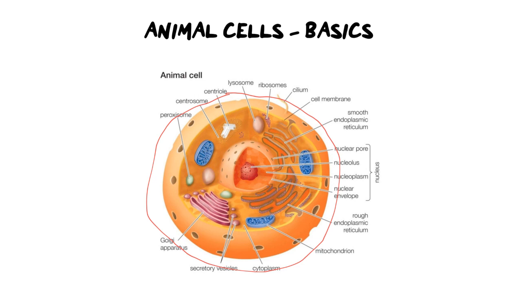Now, there are a lot of similarities between animal cells and plant cells, but we're going to look at what makes them different and what components they're actually missing that plant cells have, but animal cells don't. Let's take a look at the components of animal cells.